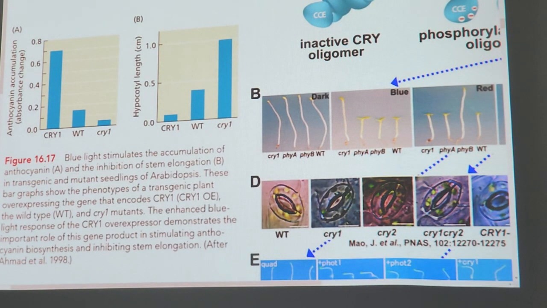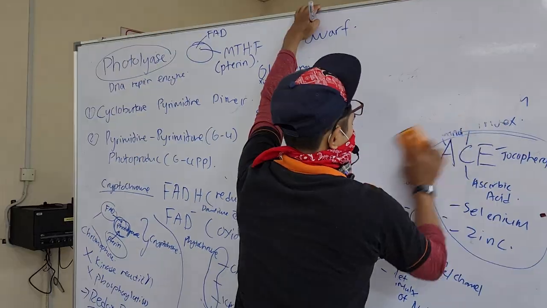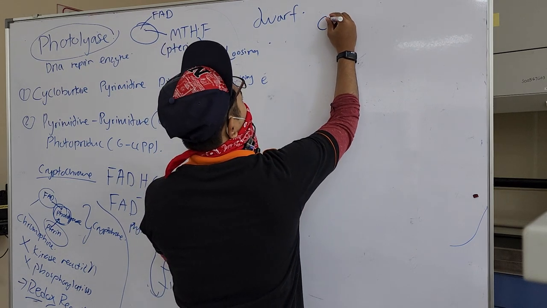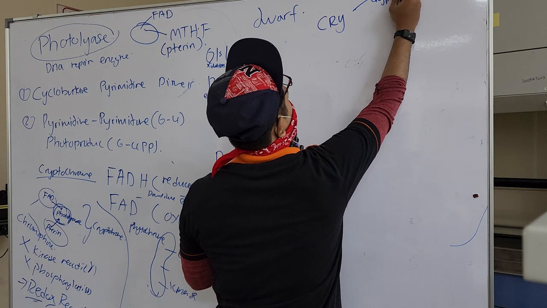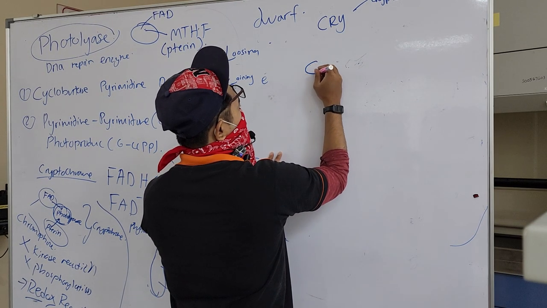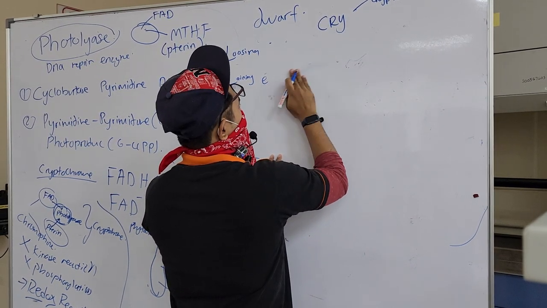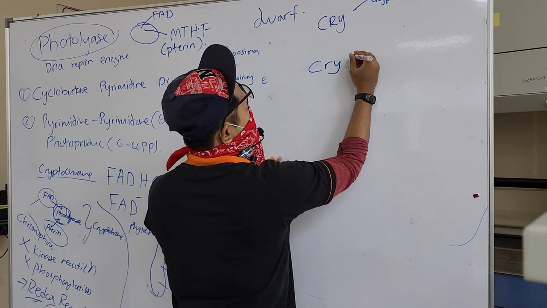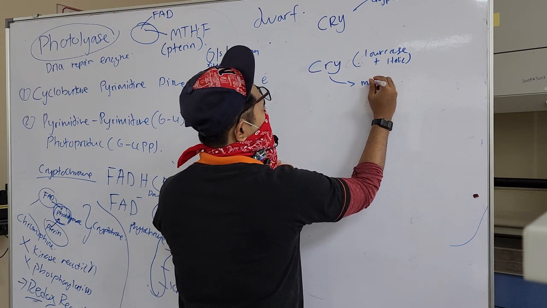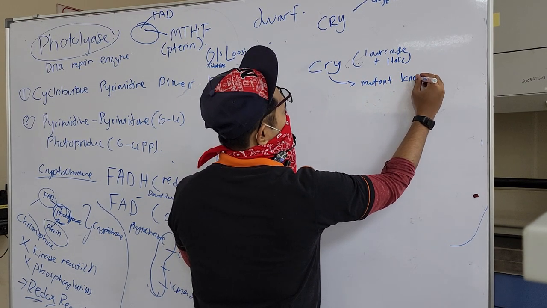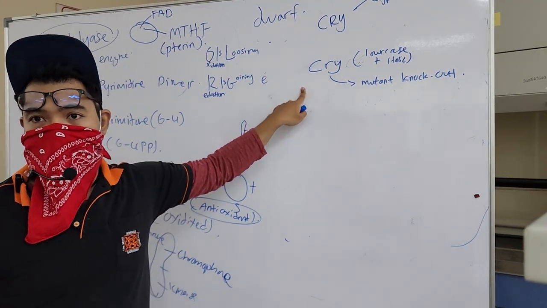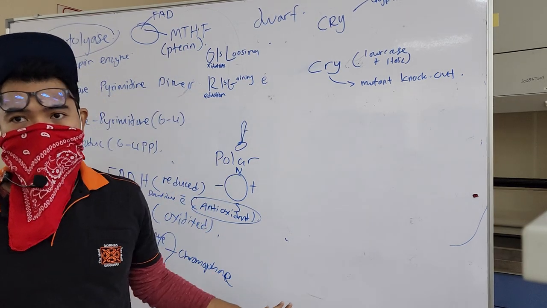CRY1. I want to show this to you. Whenever you see this, I'll just drop this, okay? CRY, this is for the cryptochrome. The protein, the gene, the name of the gene. There are two ways to write it. If it's written in, that's too small. CRY. It is written in lowercase plus italic. This is actually a mutant. Knocked out. Meaning that organism is without this gene. This gene is not present in this organism.